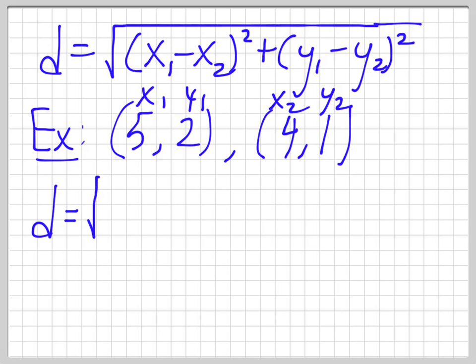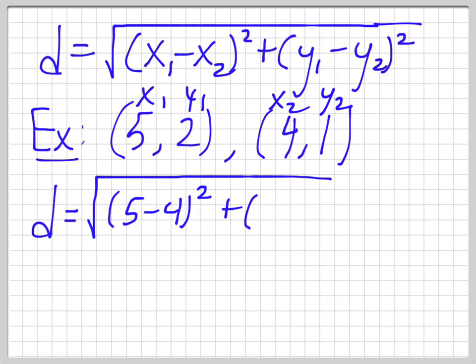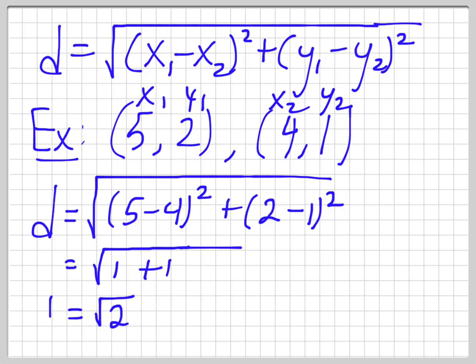But anyway, so square root of (5 subtract 4) squared plus (2 subtract 1) squared. So 5 subtract 4 is 1, and then squared is still 1. 2 subtract 1 is 1, squared is 1, so plus 1. And I end up with root 2. So the distance between these 2 points is root 2. If that makes sense to you.